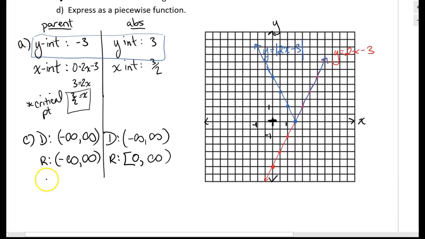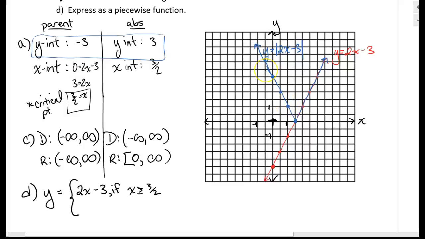Finally, for part D, express as a piecewise function. So y equals open curly bracket. Now, I always like to list my invariant points first. It's just a personal preference. So I'm going to use my parent function, 2x minus 3, if, and that's going to be defined from 3 halves, my x-intercept, my critical point, and upward for all increasing x values. That's where it didn't change. So x is greater than or equal to 3 halves.